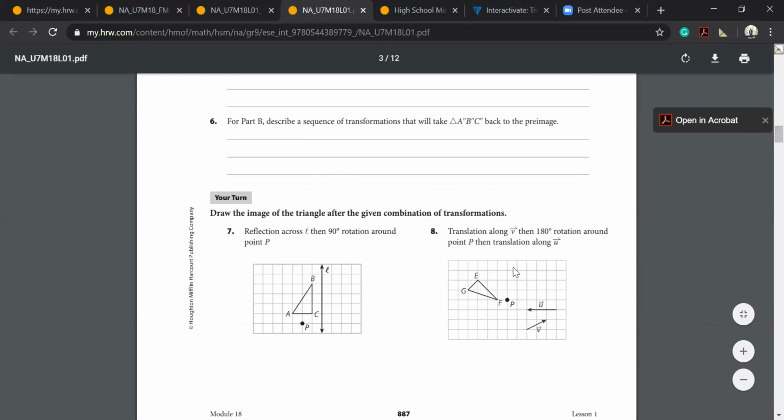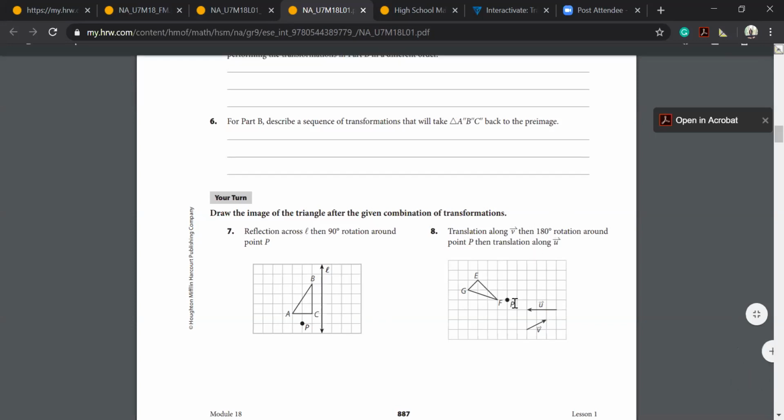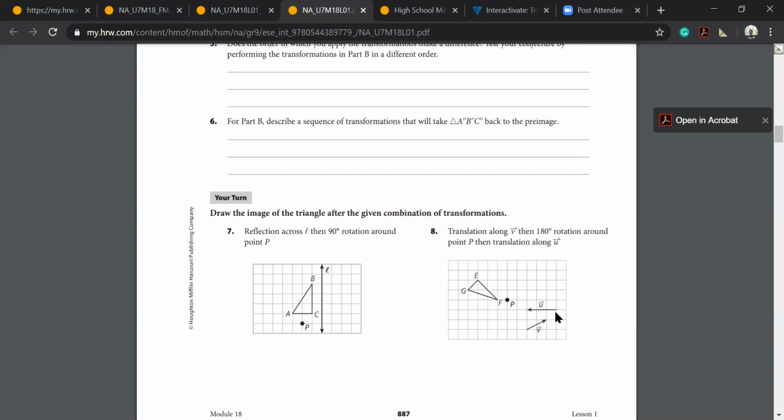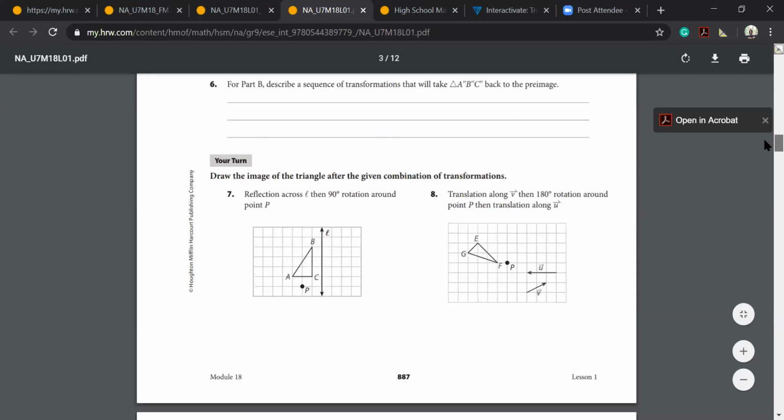For question 7 and 8, this will be your performance indicator as classwork today. Here you are required to do reflection and then 90-degree rotation around point P, the first one using the ruler or using counting the squares, and then around point P rotation using the protractor. And for here you are doing 3 things, and please do not forget, girls, to name your new triangles because you will be having 2. First of all, translation across V, and then 180 rotation around point P using the protractor, and then again translation along U.